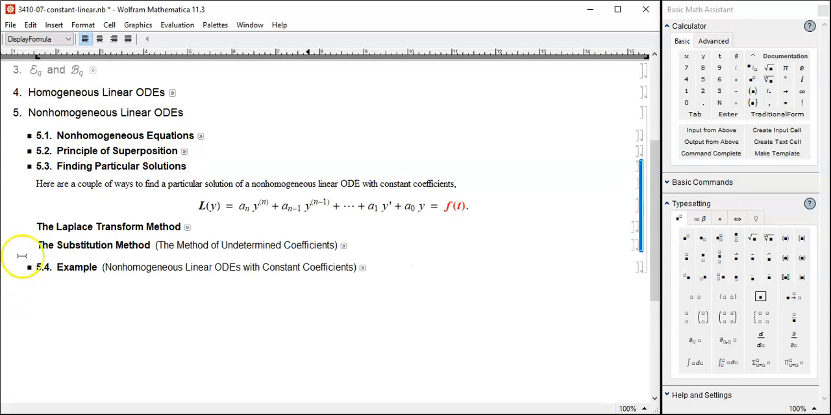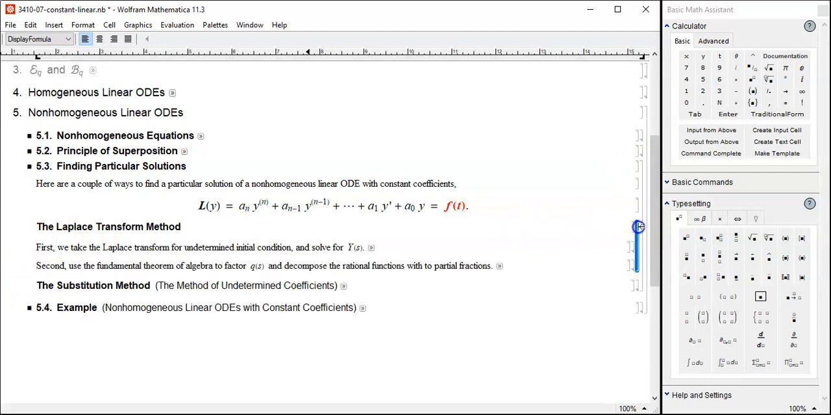Okay, before going over to example problems, let's take care of this. The Laplace transform method, and this is something everybody's already familiar with. This is something we have been doing since chapter 2. So let me go over this very quickly.